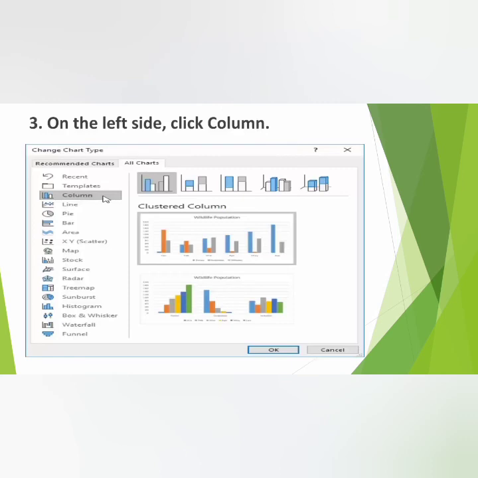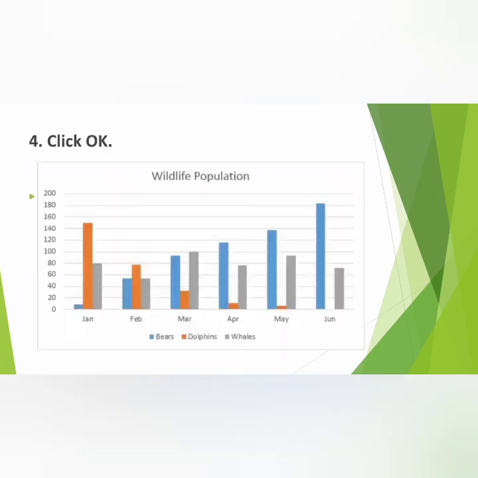When we click on that, we are able to see this kind of window, and on the left side we click Column. From the menu there are a number of charts, and from there we can select any of the types. Then we click on Clustered Column and click OK. So we can see the difference: when we click on OK, the line chart gets converted into a bar chart.